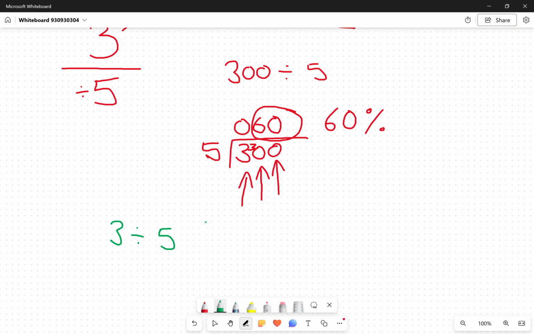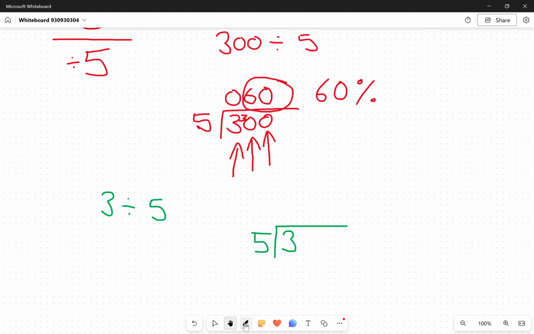This is a little bit trickier, but I'm going to show you how we solve it. So we put our 3 inside the bus stop, and we put our 5 on the outside, and we start on the left. We say how many 5's go into 3? 0. Again, same as before. 5 is far too big, won't go in. So 0 there. We've got some remainder which we need to carry along, but we're a bit stuck. There are no more numbers.